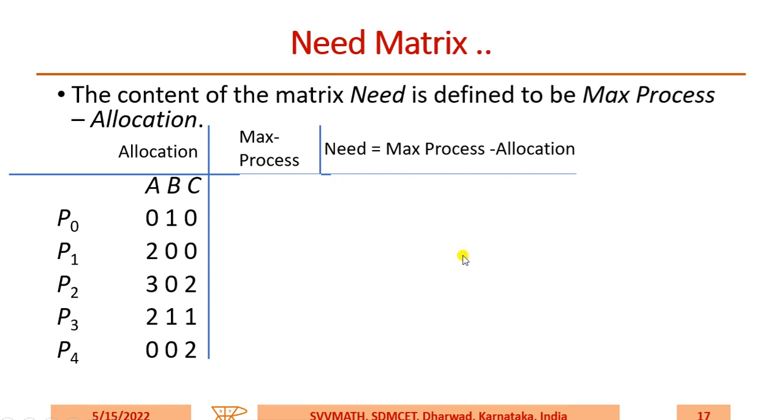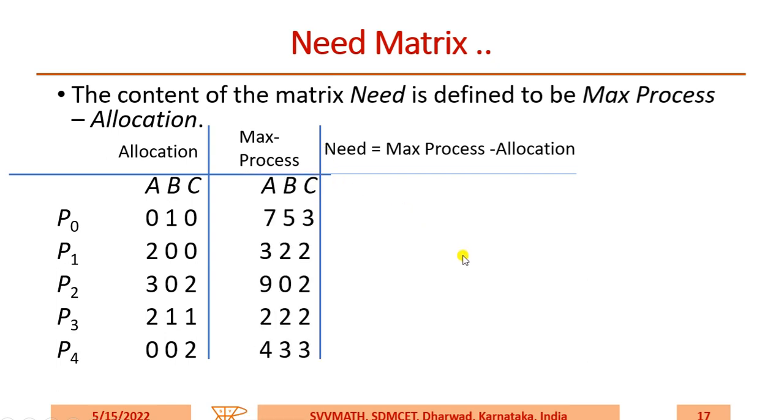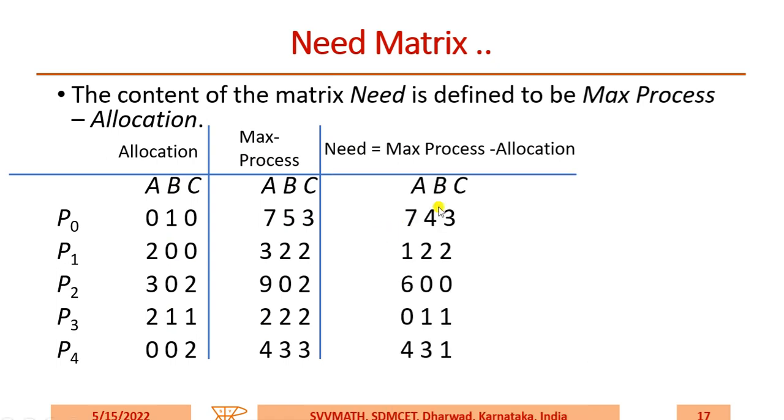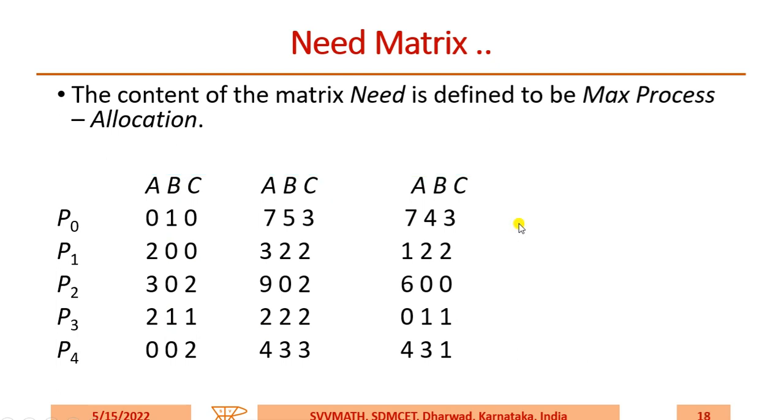Now I have to write the contents of need. How to write? Need equals maximum minus allocated. Maximum is given, allocated is given. Just subtract, you will get the need. You can pause the video and just write down that need.